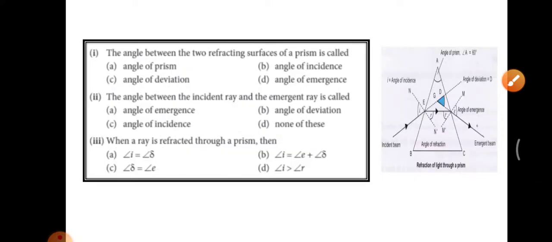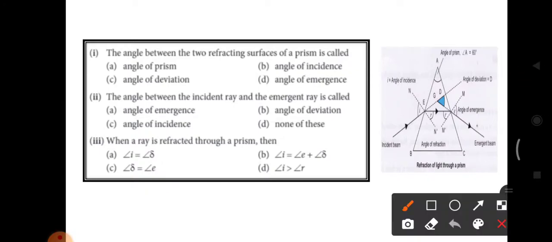You have to answer the first question. The angle between the two refracting surfaces of a prism is called. The angle between two refracting surfaces. These are the two refracting surfaces. So the angle between the two refracting surfaces is called angle of prism. So option A is the correct answer. The angle between the two refracting surfaces of a prism is called angle of prism.